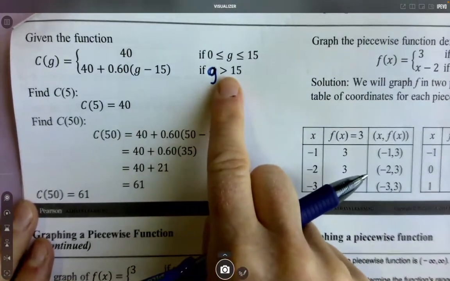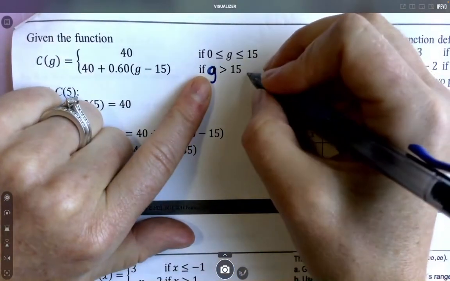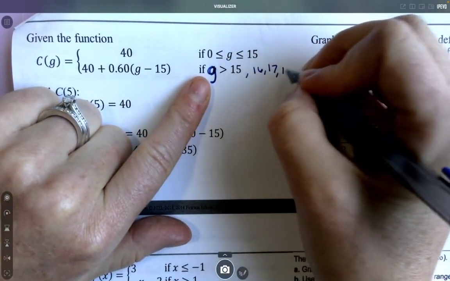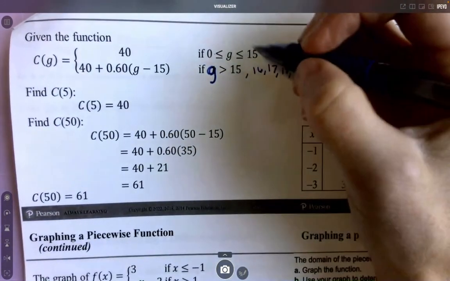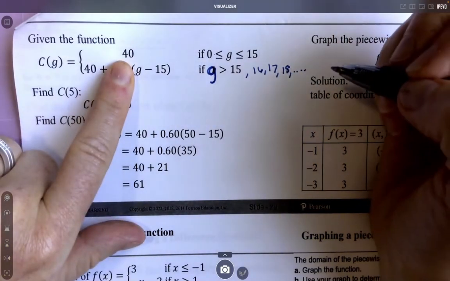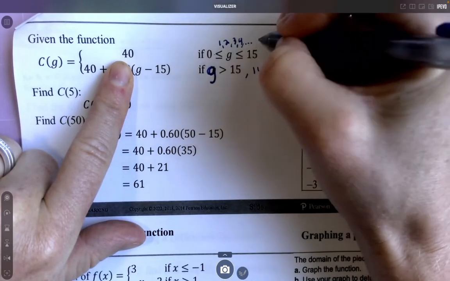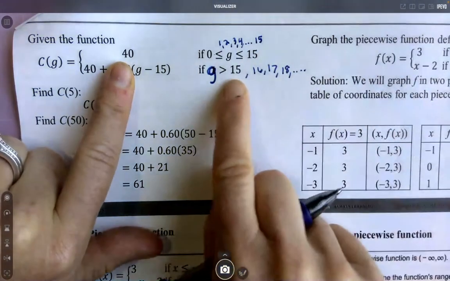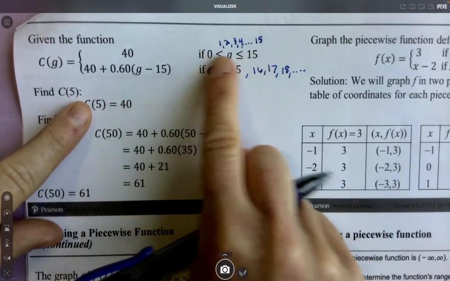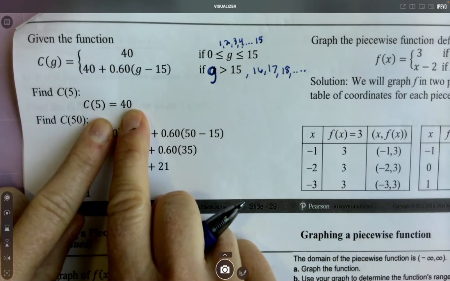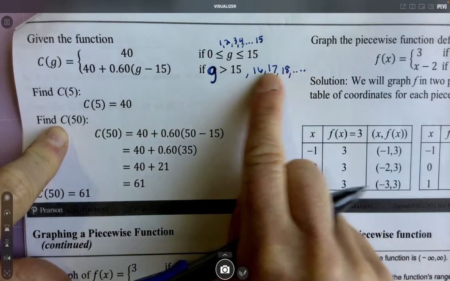So whenever g is greater than 15, you're going to plug it in here. When g is greater than 15, that's like saying 16, 17, 18, and so on. When g is between 0 and 15, it is just equal to this equation. So any number in between, 1, 2, 3, 4, all the way up to and including 15. This does not include 15. So C of 5 falls in this category, so it just equals 40. There's nothing to do. 50 though, 50 is going to fall in this other category.